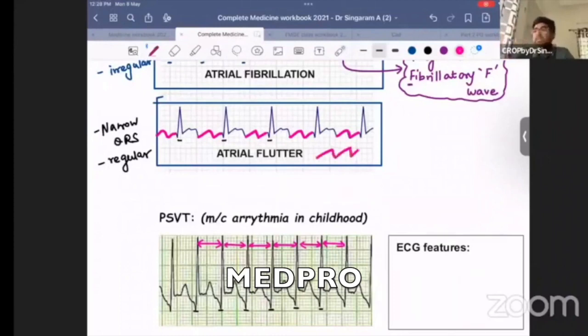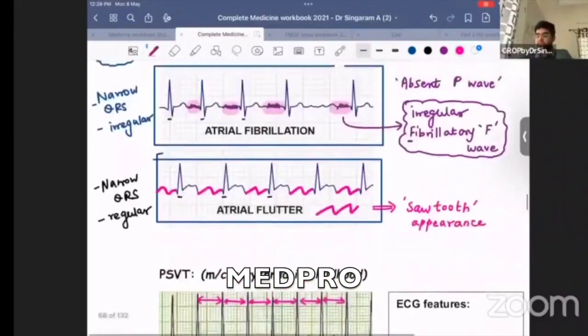What is this appearance called? Any comments? This is what we call the sawtooth appearance of the P wave. This is very classical. Sawtooth appearance of the P wave. Are you able to understand this? This is a classical thing.